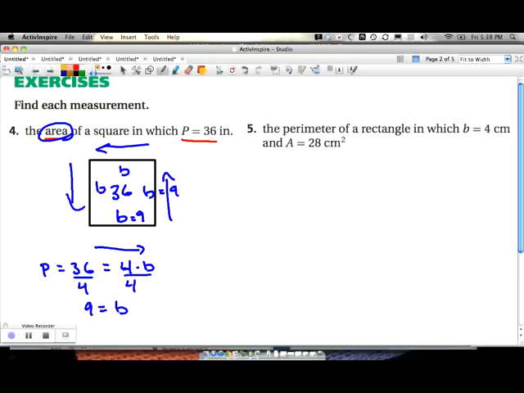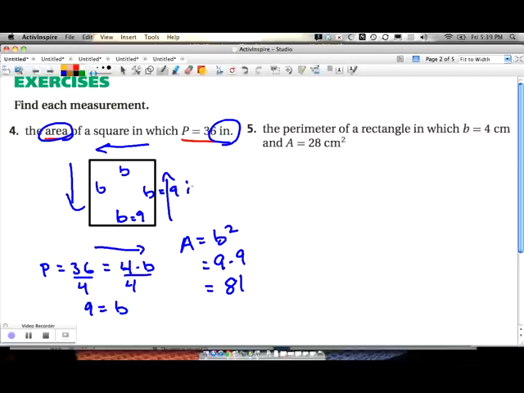Oh, whoops. Pardon me, it's not 36. I was thinking with the perimeters. The area is equal to b squared, or one of the sides squared, which in this case is 9 times 9, or 81. Now the last key thing is our units.